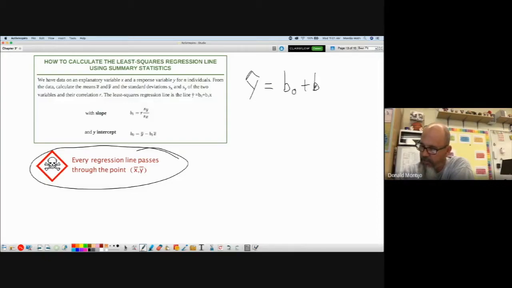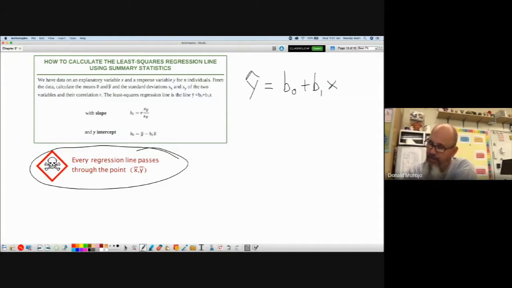Okay, so we know that the equation of the prediction line, Y hat equals B sub 0 plus B sub 1 times X, where B sub 1 is the slope. And you can see the formula for the slope is B sub 1 equals R over standard deviation of Y, standard deviation of X. So let's look at an example.